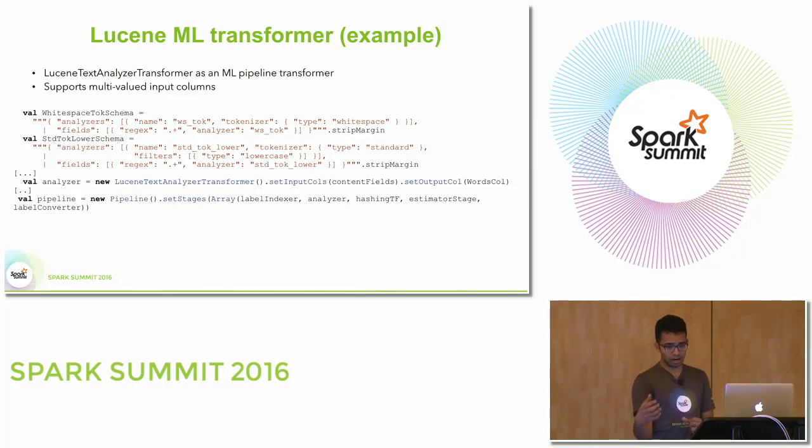In the same way, you define your JSON schema for this analyzer. Once you design your JSON schema, you create a new analyzer, which is a Lucene Text Analyzer transformer. You create your transformer, set your input fields and output fields, and then create your ML pipeline, which consists of this analyzer. I skipped over the example, but the spark-solr repo has a full example of how the standard 20 newsgroups example is written using the spark-solr library.